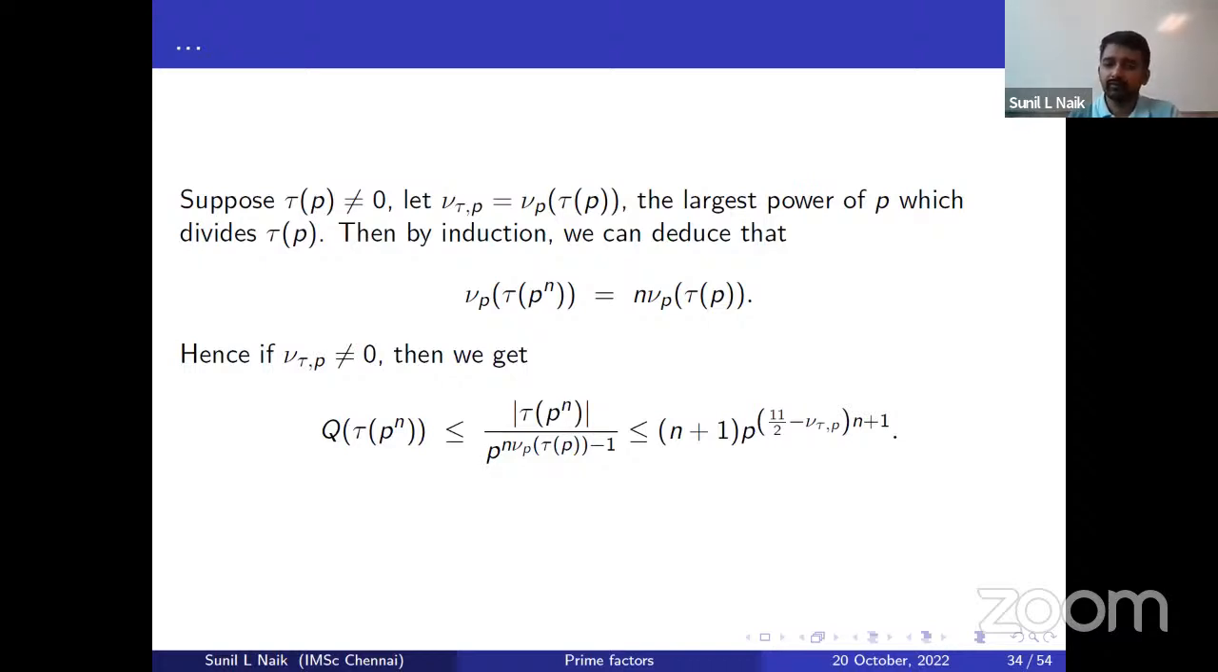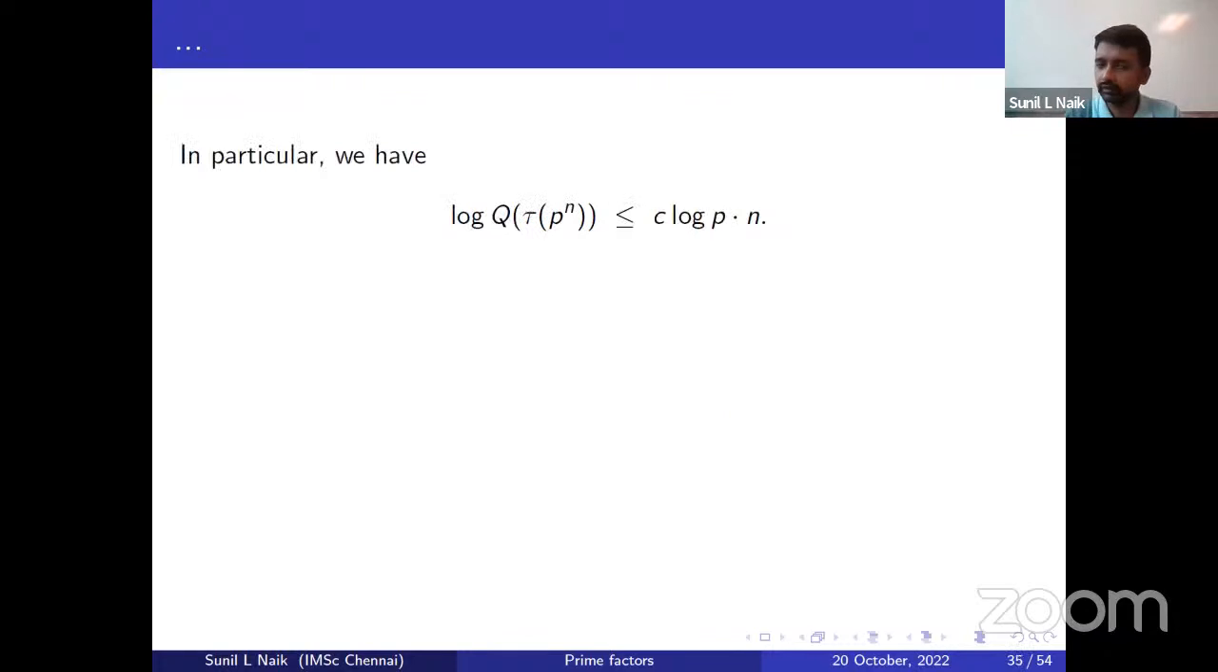The radical of tau(p^n) is less than or equal to the absolute value of tau(p^n) divided by p^(n(v_p(tau(p)) minus 1)), which is less than or equal to (n plus 1) times p^((11/2 minus v_p(tau(p)) plus n) times (n plus 1)). So in particular, by taking the logarithm, we have the log of the radical of tau(p^n) is less than or equal to a positive constant c times log p times n.